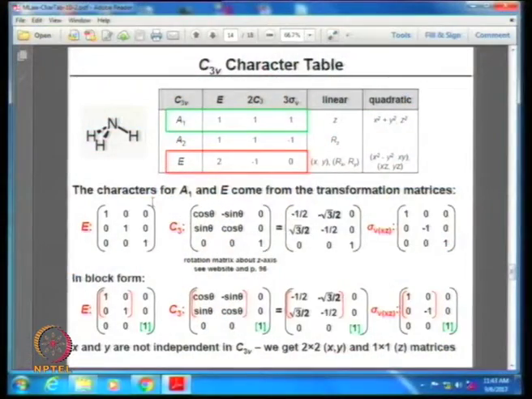Now, in this case, again you can begin with the organic representation that you would think of by writing a 3×3 matrix. You would have the C3, there will be two C3 elements because of the 120 and 240 degree rotation. So, they would have this form, cos theta, sin theta, which for 120 just boils down to this matrix.